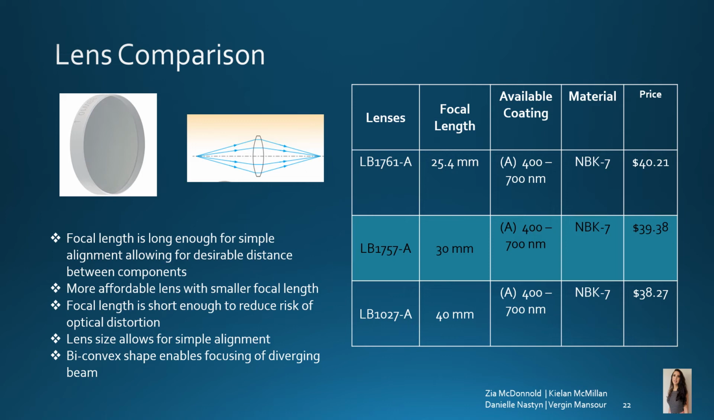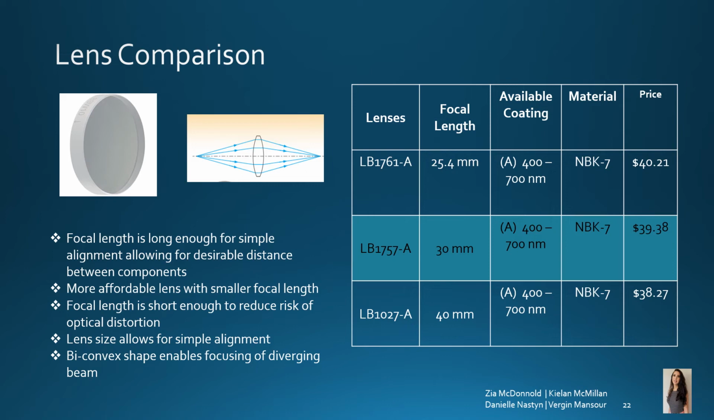As for the comparison, the LB1761A, with a focal length of 25.4 millimeters, is exactly at the lower limit specification for the focal length. It is also the most expensive of the three lenses. Whereas the LB1757A sits directly in the middle of the focal length specification at 30 millimeters and allows enough room for mountings and is slightly more affordable than the LB1761A.